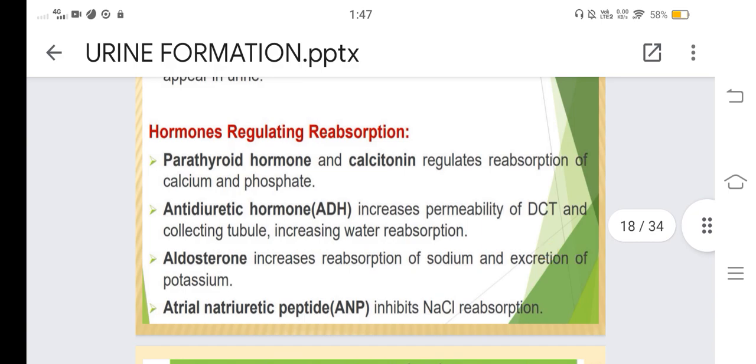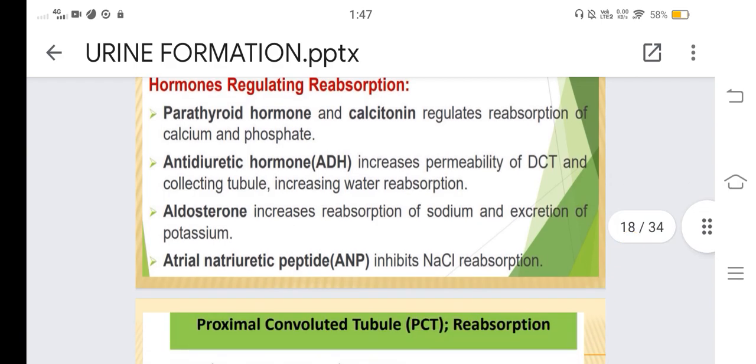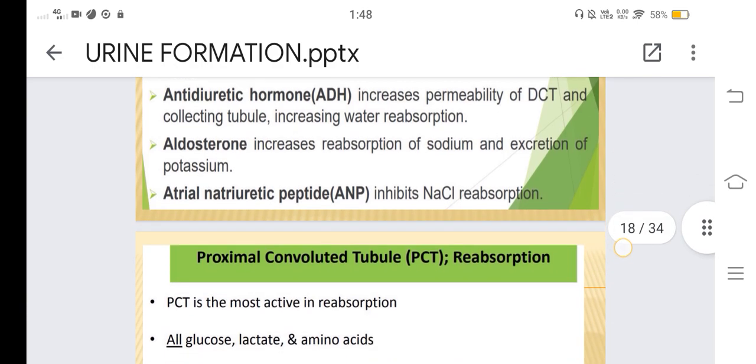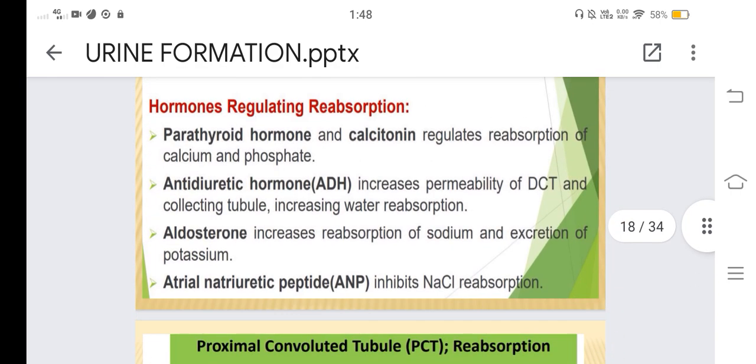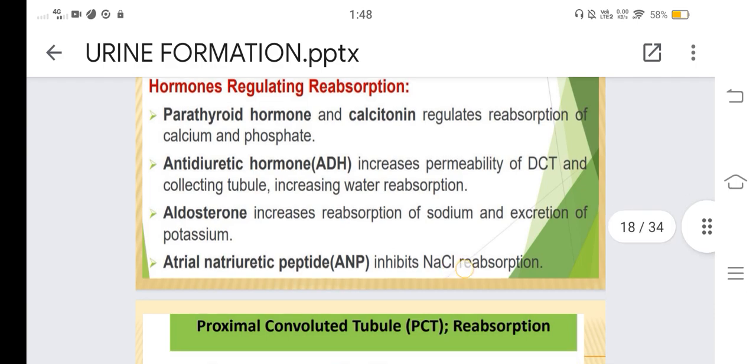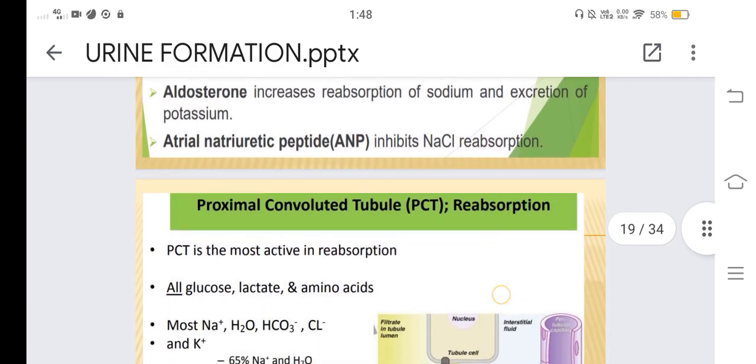Then hormones regulating reabsorption. Parathyroid hormone and calcitonin regulate reabsorption of calcium and phosphate. Then antidiuretic hormone or ADH increases permeability of DCT and collecting tubule, increasing water reabsorption. Then aldosterone increases reabsorption of sodium and excretion of potassium. Then atrial natriuretic peptide ANP inhibits NaCl reabsorption. So parathyroid hormone, calcitonin, antidiuretic hormone, aldosterone and atrial natriuretic peptide ANP.